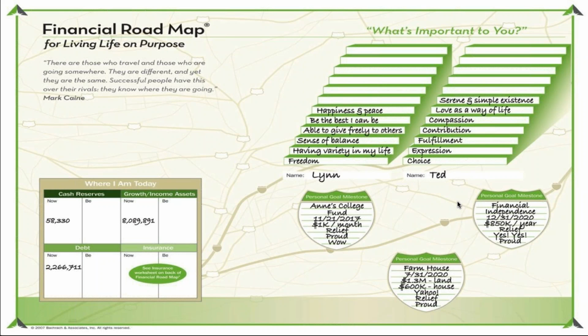So Ted, the achievement of these goals is the evidence that you've made smart choices about your money. You're experiencing a life where you have lots of choice. You've got that freedom of expression that you described. You're feeling that sense of fulfillment because you're making a contribution. You are living with compassion because, as you described it for you, love is a way of life. And you want to live a serene and simple existence. And for you, Lynn, the achievement of these goals is the evidence that you've made smart choices about your money because you know you're experiencing freedom. You've got variety in your life. You have a sense of balance. You're able to give freely to others.